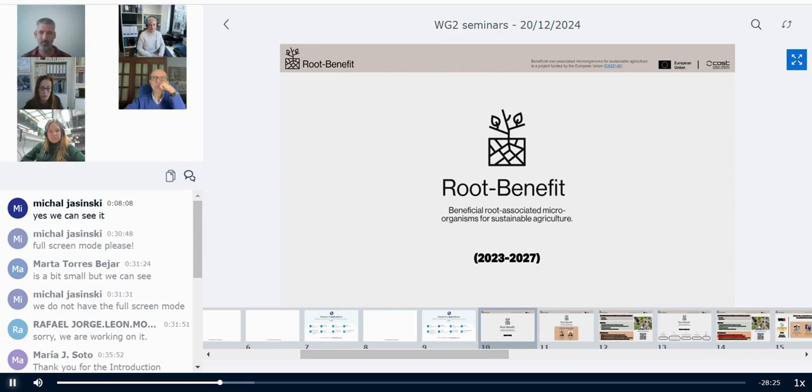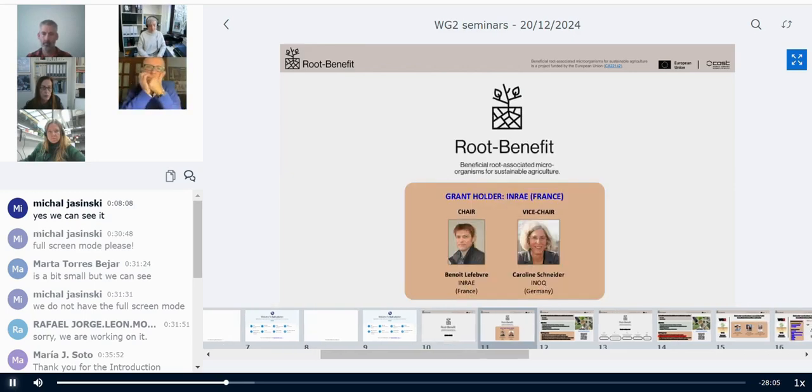The action is called Root Benefit, involving the beneficial root associated microorganisms for sustainable agriculture. It will be available till 2027, so 4 years in total. We already passed the first one. The grant holder of this COST Action is in France, in Israel, and the chair of the action is Benoit Lefebvre from France, and the vice chair is Caroline Schneider from the company Inoc in Germany.